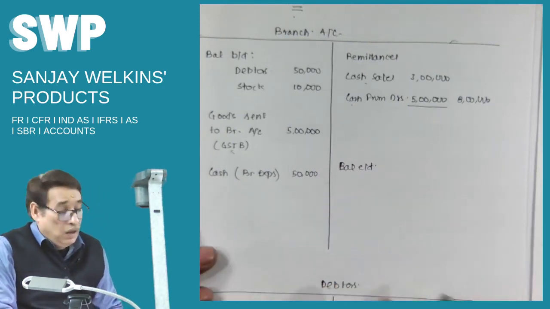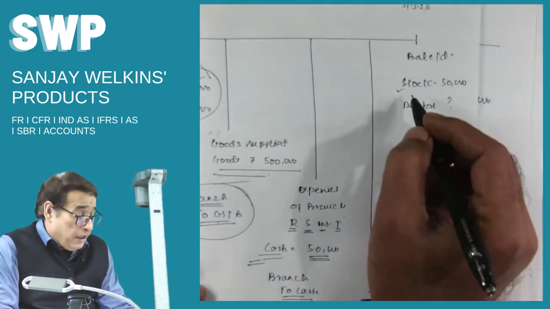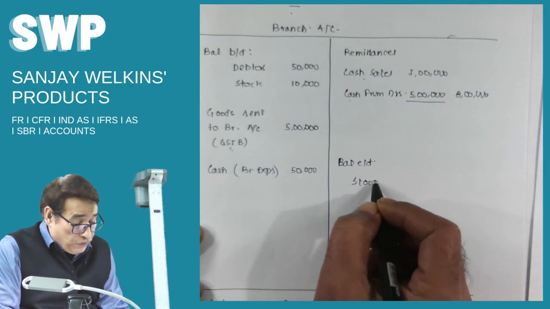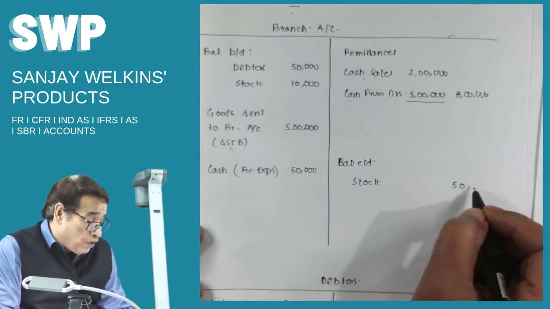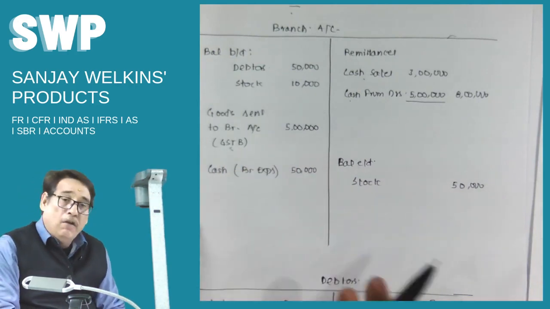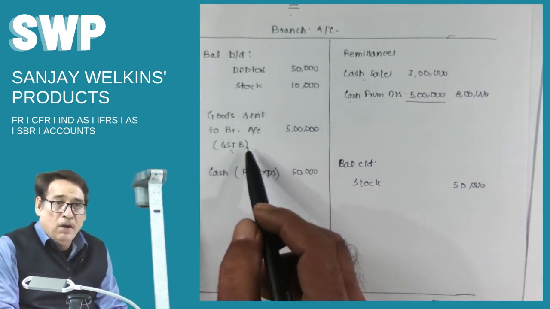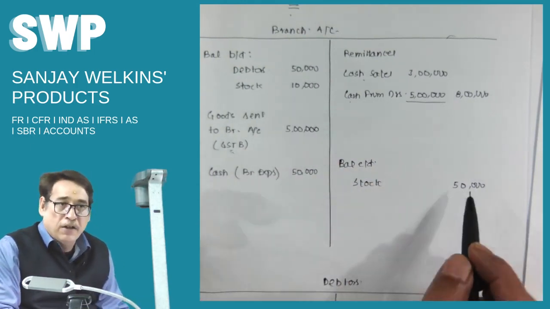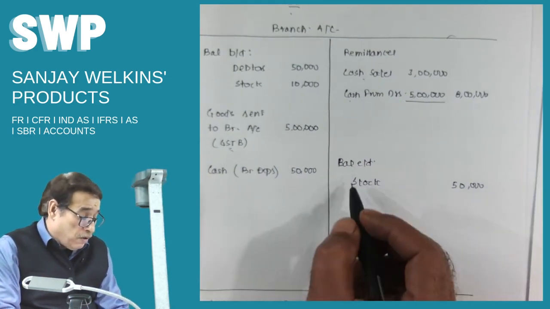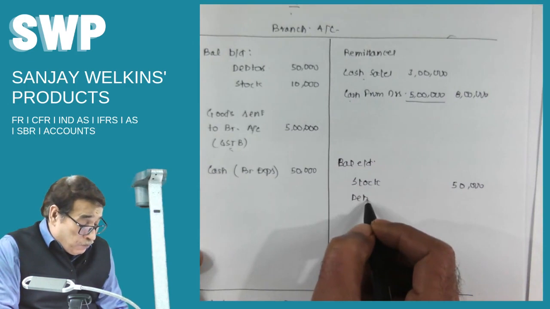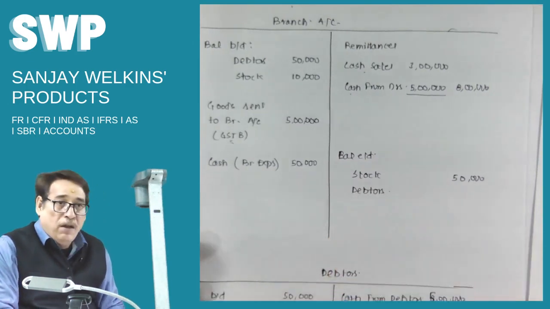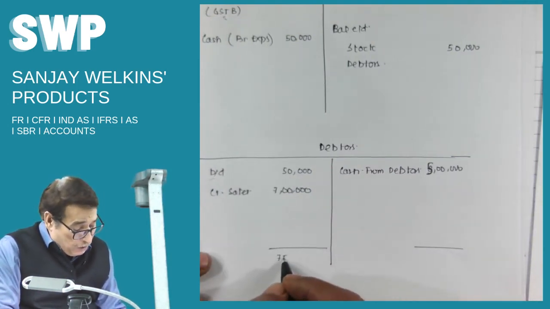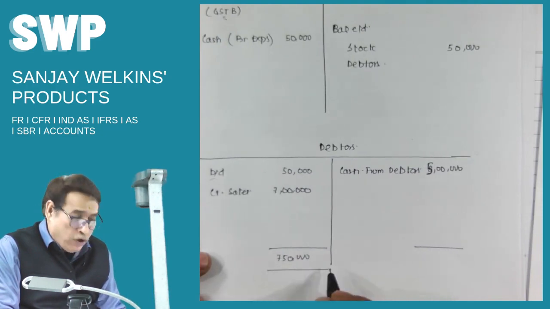Now I gave you that at the end of the year, there is a balance in stock and debtors. Balance of stock is given to you as 50,000. Balance of stock signifies that whatever goods the branch had in the beginning and whatever goods were sent by head office during the year, out of that some goods have been sold and some goods have remained. So this is closing stock. There is also a closing balance of debtors, but how much? That we can find out. For the same, we need to simply tally this account. 7,50,000 is the total. You can also understand it logically.